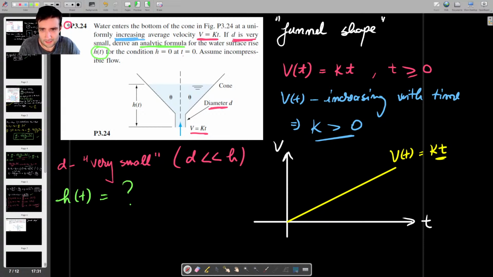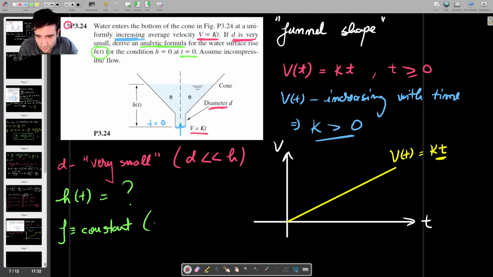So what I want to know is at any given time, not just at the initial time of 0 seconds, because I know what the answer is going to be in that case. I'm being told that at t equals 0, the height is 0. So in other words, at t equals 0, the water level is like this. Or actually, that's not entirely correct. It's actually like this. So this is t equals 0. And then we assume incompressible flow. So that makes things easier. So we know the density is constant.